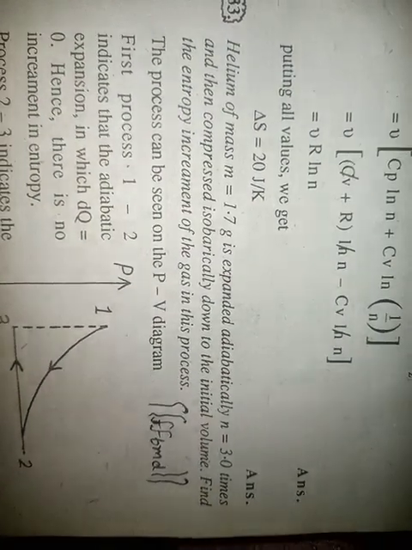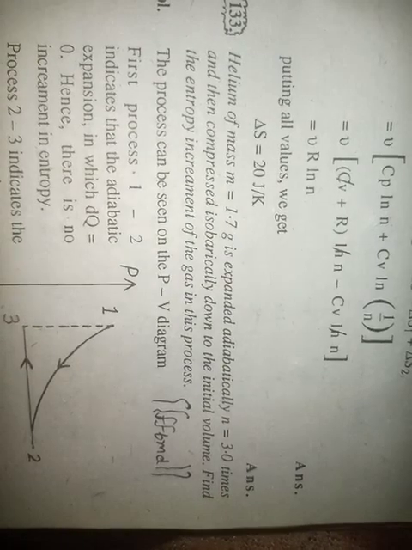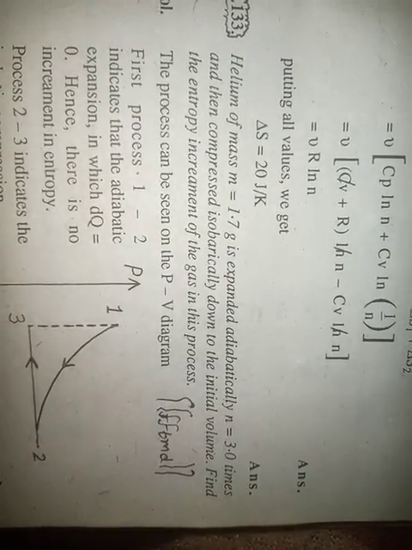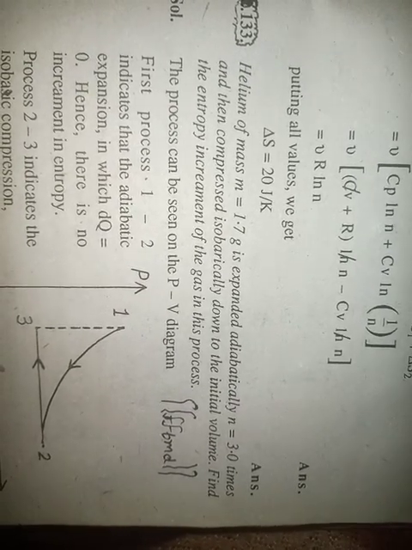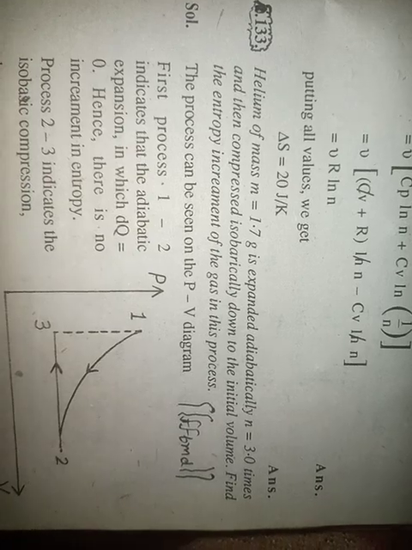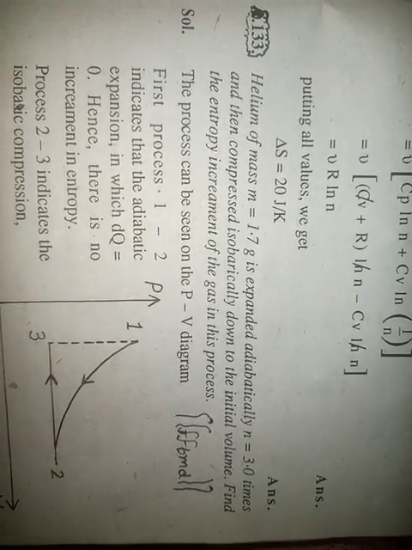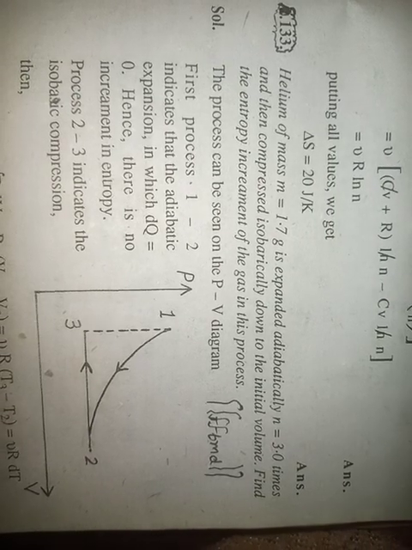Helium of mass m equals 1.7 gram is expanded adiabatically N equals 3.0 times and then compressed isobarically down to the initial volume. Find the entropy increment of the gas in this process. The process can be seen on the PV diagram.